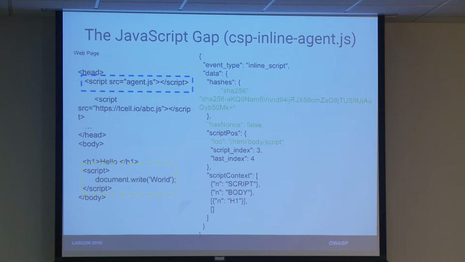And then if there's an inline script, it'll create a slightly different event, and that'll give you a SHA-256 hash of the script, as well as the location where the script is and if it has a nonce or not. And so this way you can start tracking metrics on how many inline scripts you have on your page and what percentage of them have nonces. So it's part of phasing in the CSP policy.